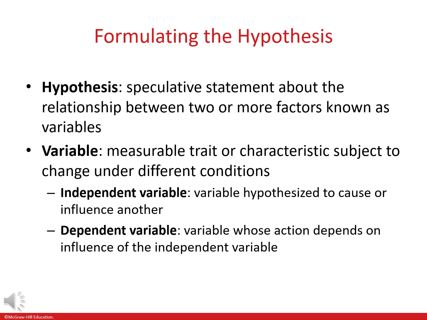So the independent variable is the variable that's hypothesized to cause or influence another. So in the homeless situation, it would be the weather. So what is affecting the homeless people would be whether it's hot or cold outside, and that would be the independent variable. The dependent variable would be the variable whose action depends on the influence of the independent variable. So it would be the homeless people. Where do they go? Do they go to a shelter? Do they try and couch surf with friends? Or do they find a place that's safe for them outside? So the homeless people would be the dependent variable in that situation.